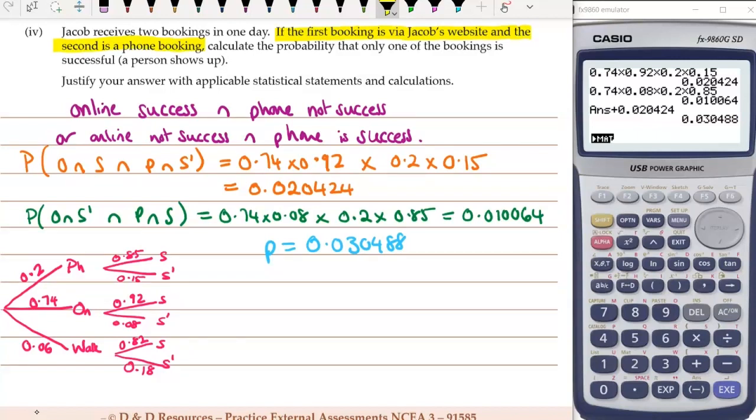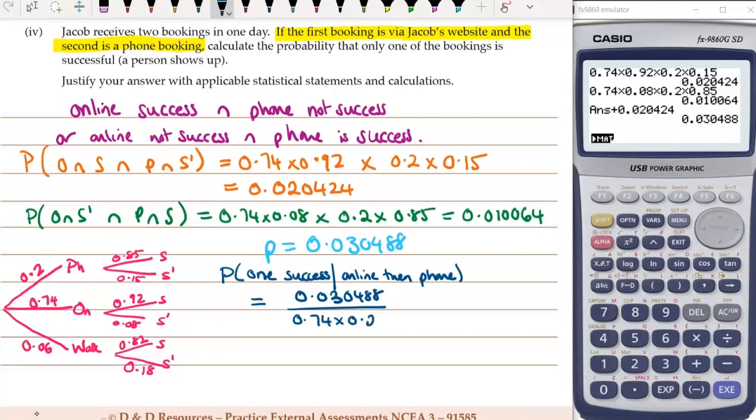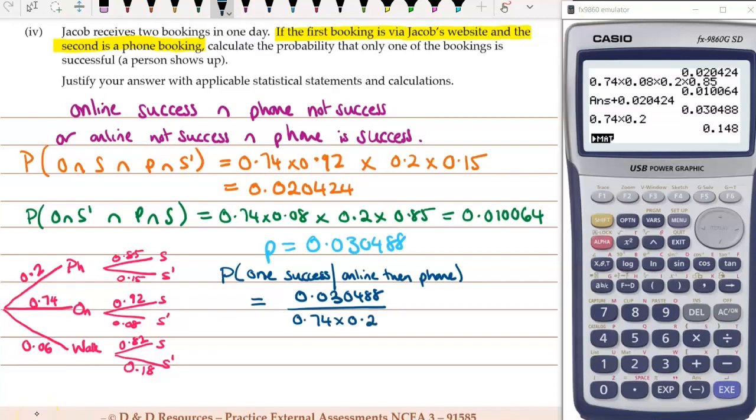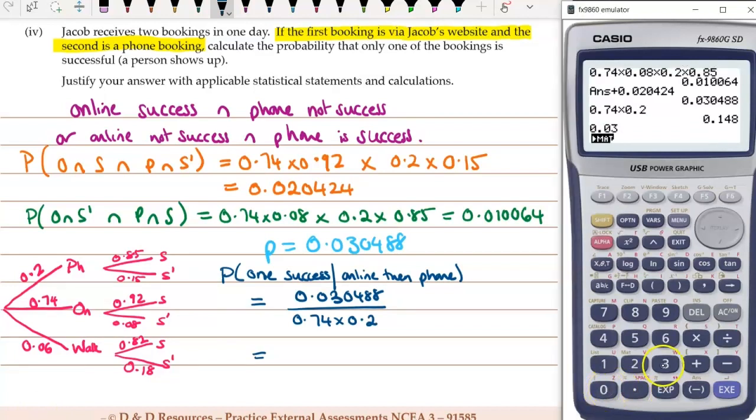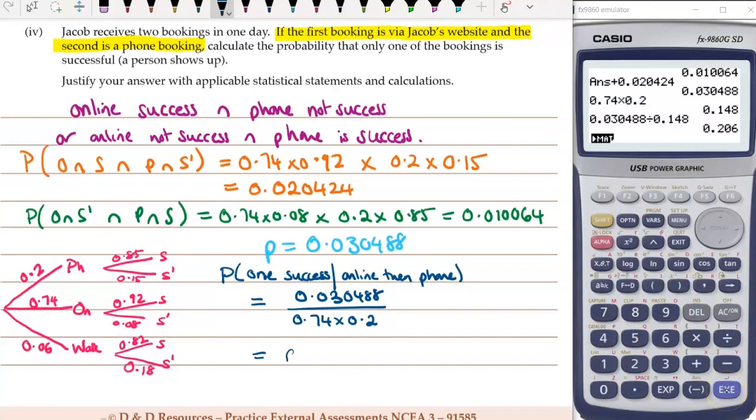So we need to put this as a conditional probability. So getting one success given that they booked by doing online and then the phone. So one success is 0.030488 out of the chance that they booked online and then by the phone. Well, online is 0.74 and then followed by the phone is 0.2. That makes us a 0.148 on the bottom. So let's go 0.030488 divided by 0.148, which is 0.206.